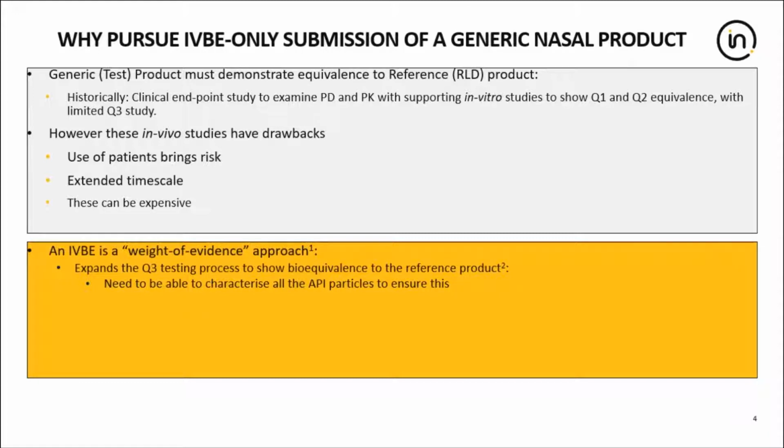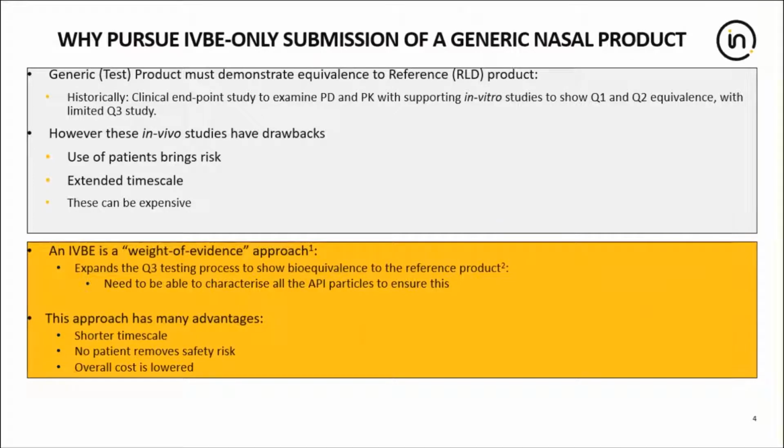endpoint study. So to prove we still have bioequivalence, we have to increase our Q3 component, which is looking at the physiochemical attributes of a specific dosage form and looking at the particle size distribution and the particle characterization. Therefore, to be able to do this, we must be able to characterize all our API particles to prove bioequivalence. And this gives us some benefits. We have a shorter timescale, and no patient means we remove the safety risk, and this overall lowers the cost.